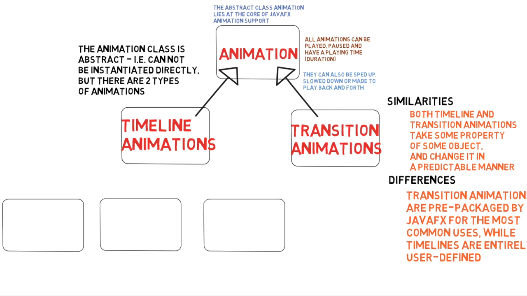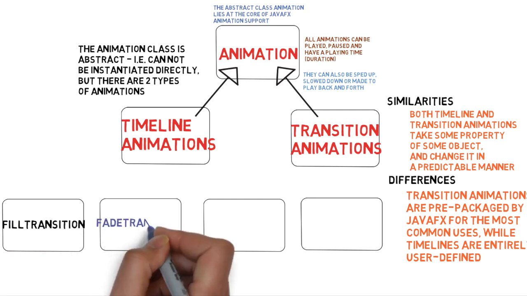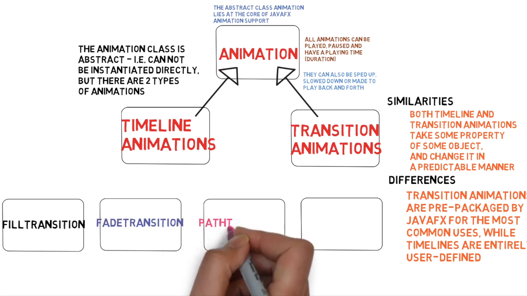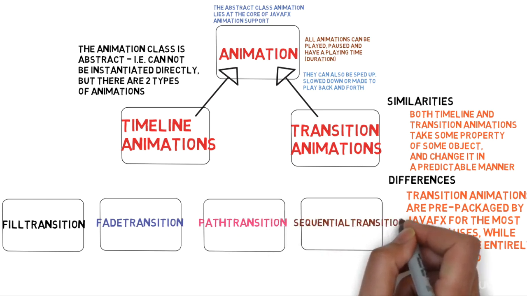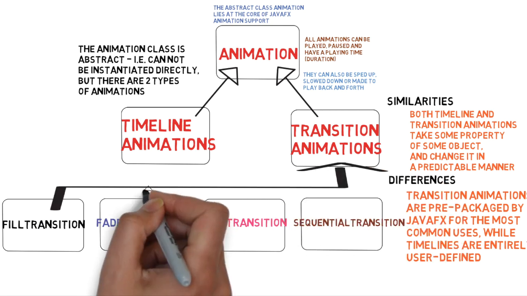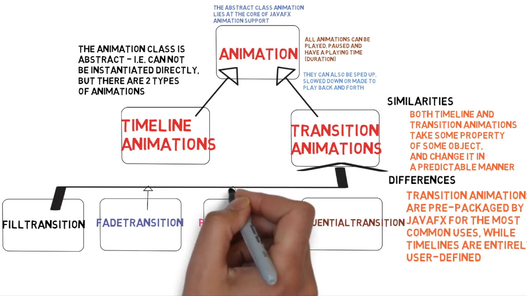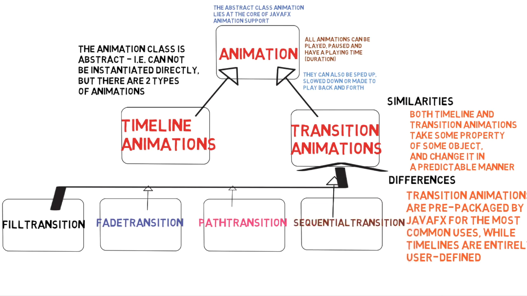Let's look at some of the common animations which JavaFX offers us. These are all transition animations. Fill transition, to fill a shape with color. Fade transition, to fade a shape or a text element. Path transition, to translate the path of something. Or sequential transition, which is to play transitions one after the other in a sequence.